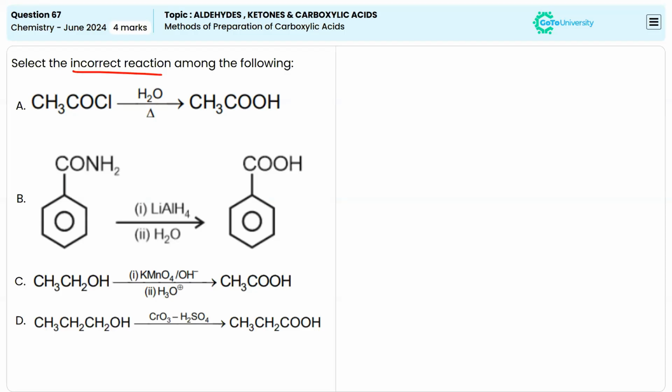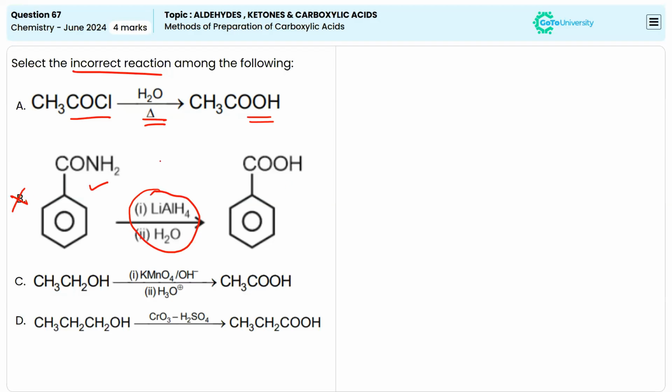Let us analyze each of the reactions given here. In the first reaction, we can see the acyl chlorides are heated with water and converting into carboxylic acids. This is possible because when the acyl chlorides undergo heating, they will always convert into the corresponding carboxylic acids. Now coming to the second one, here it is given that the amide on reduction with lithium aluminum hydride in water is converting into acid.